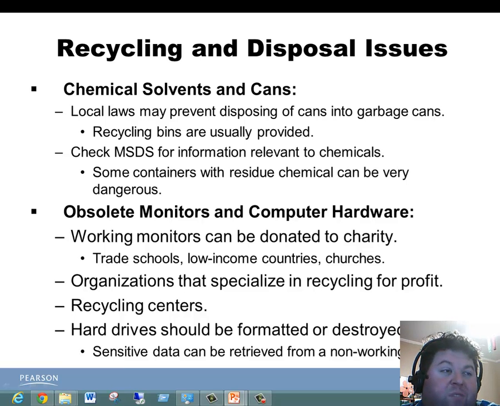If you're going to donate a computer to charity, one thing that you should make sure you do is erase everything off the hard drive. Use one of those data destruction utilities we talked about last time, and go in and make sure you've gotten all your data off of there.